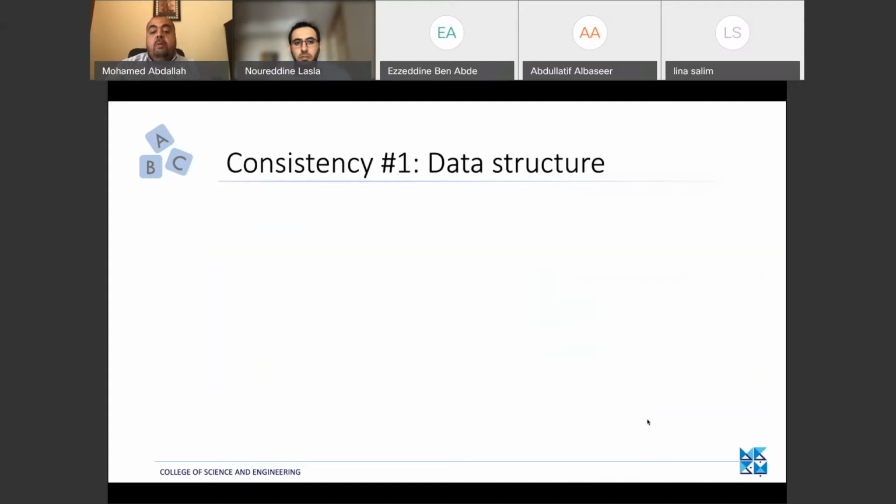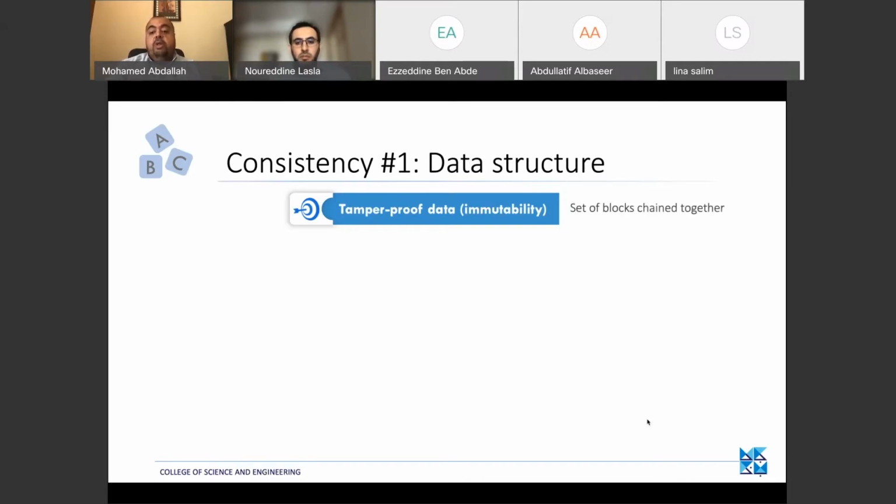So let's talk about how the blockchain is actually designed to ensure this kind of tamper-proof and ensure consistency. For example, if you look at the first part, which is the tamper-proof data, or we call it immutability. How it is done: the idea of blockchain is actually a data structure where there's a set of blocks that are all chained together, okay? That's why it's called blockchain. So let's see how these blocks of data or transactions are chained together, which will provide this kind of tamper-proof data. So now assume that you received a set of transactions.